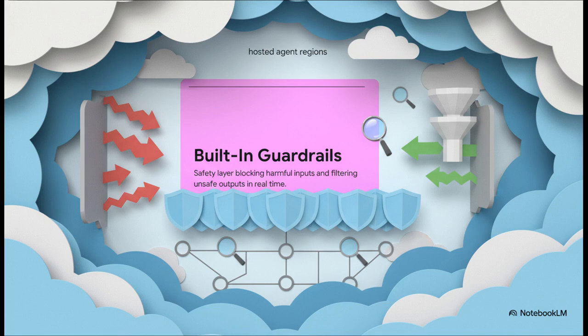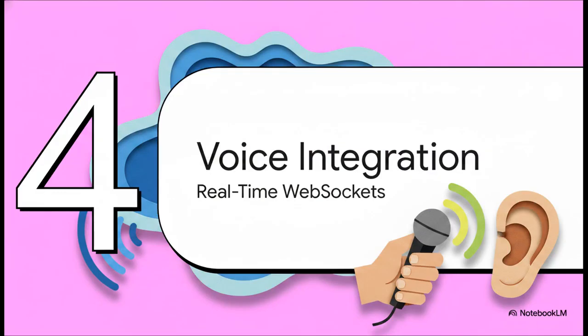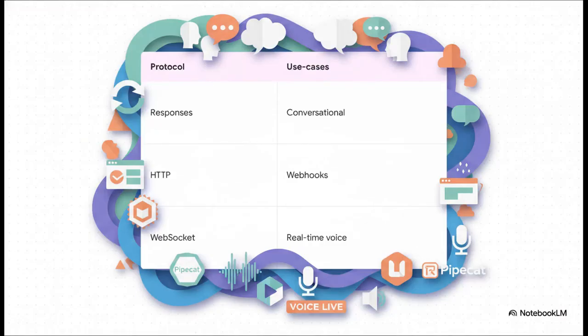It is absolute table stakes safety work automatically handled for you. All right, Section 4, real-time voice integration. We now have a completed protocol triad for hosted agents. At the top, there's the standard responses protocol for your normal conversational stuff. In the middle, HTTP invocations for webhooks and structured JSON. But the real game changer is that bottom row right there.